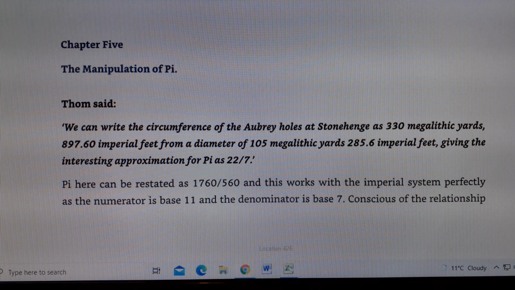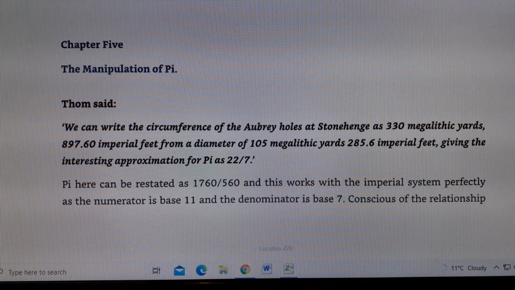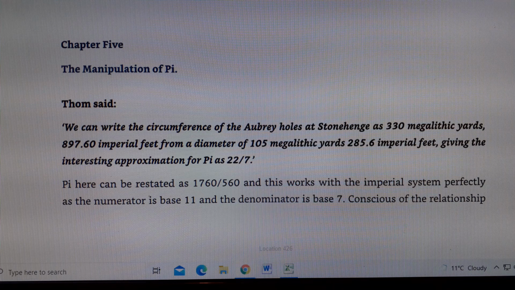And I just want to reinforce what I said in the previous presentation about the Aubrey circle being a pi manipulation device, and that this was something that I covered in my book, Stonehenge Cracking the Megalithic Code, Book 3, The Eclipse. And we're on Chapter 5, and it's called The Manipulation of Pi.